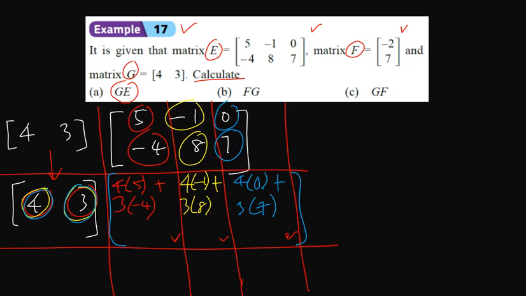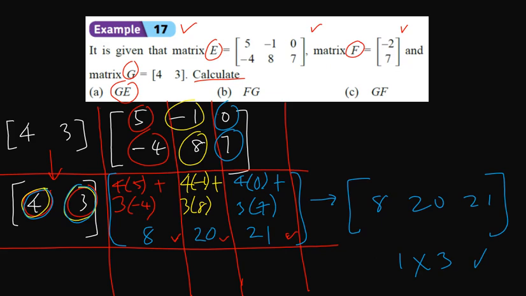Just write the answer. The answer will be 20 minus 12, you'll get 8. And then -4 plus 24, you'll get 20. And then 0 plus 21, you'll get 21. So the answer is 8, 20, 21. So it's correct. We'll get the 1 by 3 matrix.